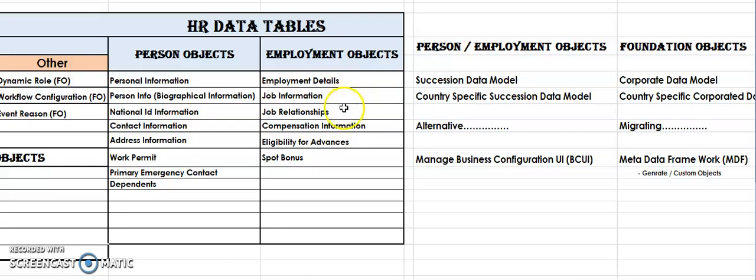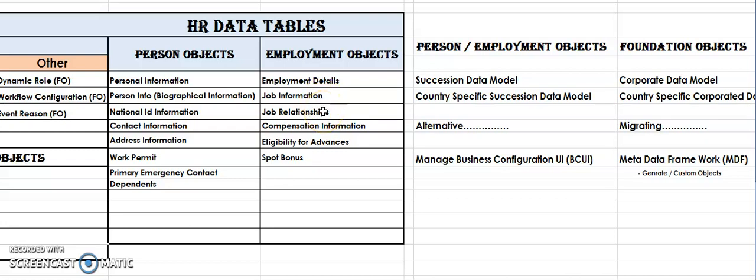Next, job information. In job information, we will have the position of an employee, business unit of an employee, pay grade, pay group, FTE. All these details related to the person are captured in this job information.